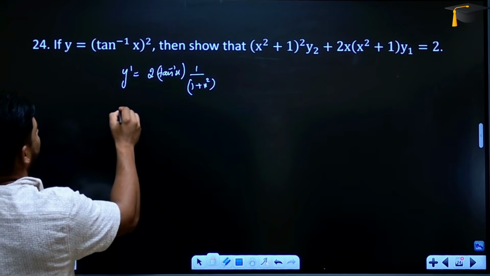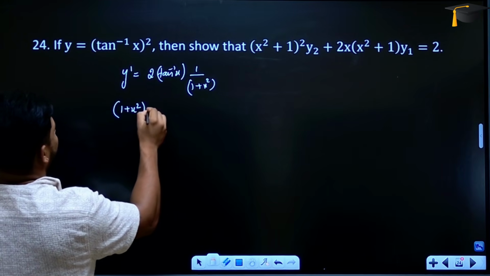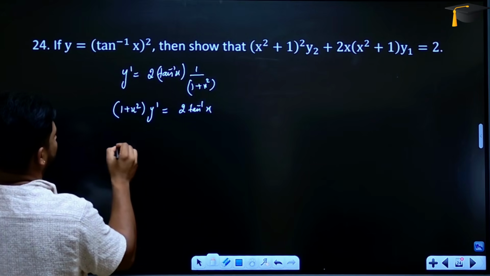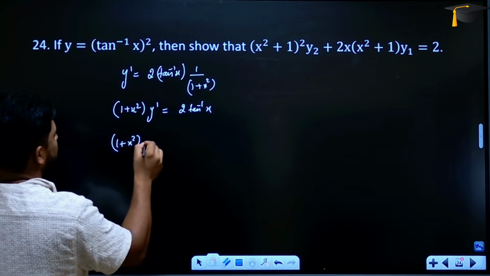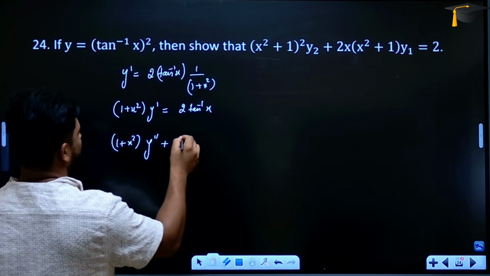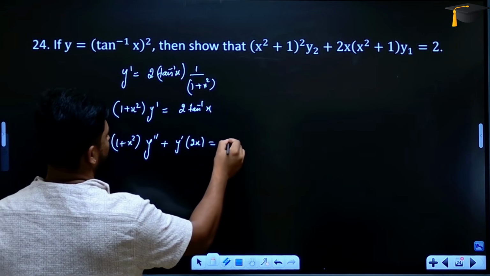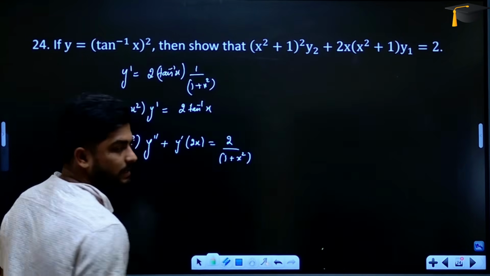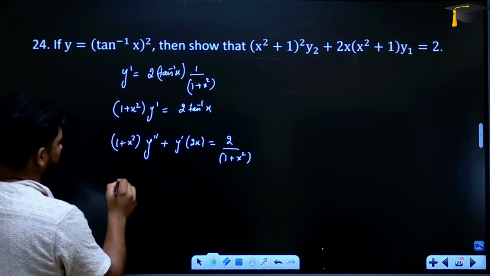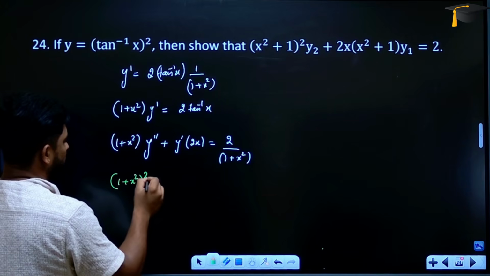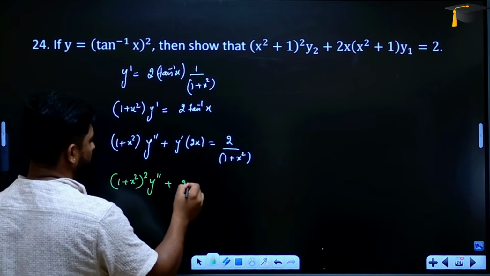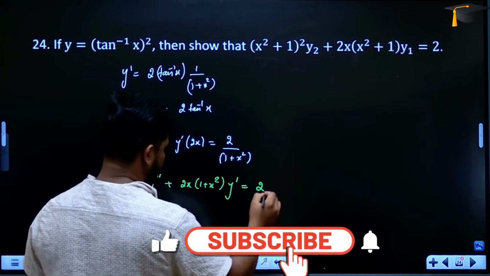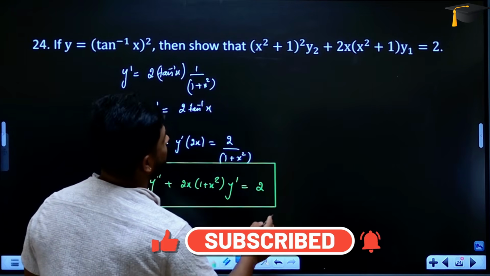So let's do that. So it is 1 plus x square into y dash is equal to 2 tan inverse x. Now the product rule: 1 plus x square is already there, so y dash differentiation is y double dash plus y dash of 2x is equal to 2 divided by 1 plus x square, right? Okay, then if you send it back to the left hand side, you will get the answer. So multiply 1 plus x square here. So 1 plus x square the whole square into y double dash plus 2x into 1 plus x square y dash is equal to 2. That's it. Over. Correct?